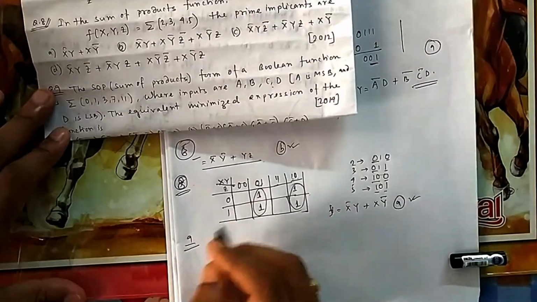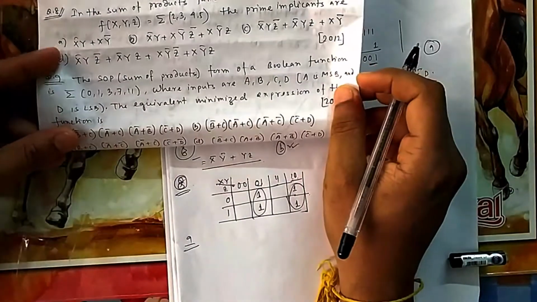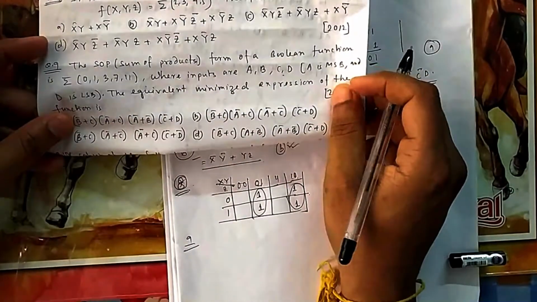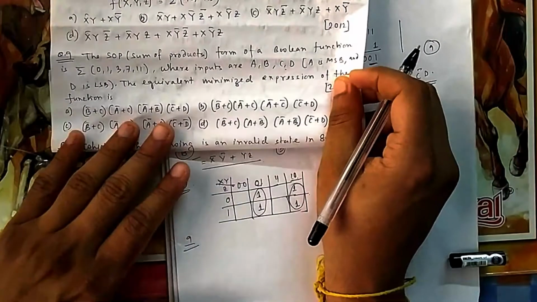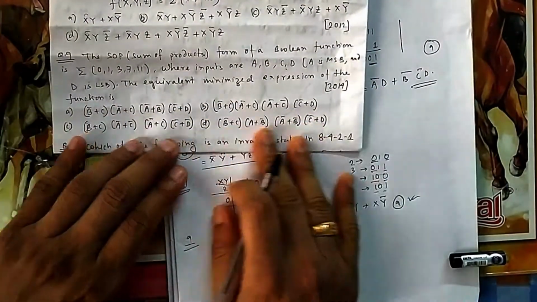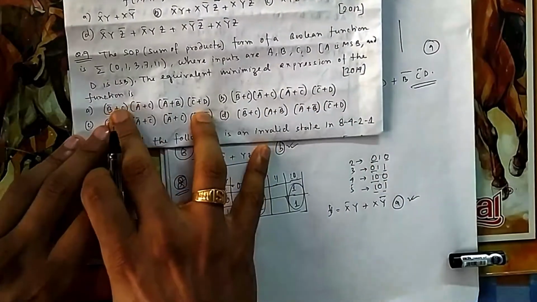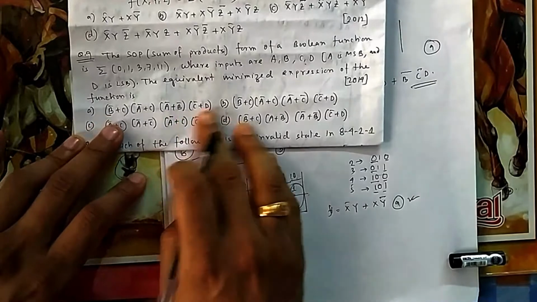Now if you come to question number 9, the SOP form of a Boolean function is given, where the input is this, MSB, LSB is given. Okay, the equivalent minimized expression of the function is, now you can see these are all product forms, product of sums, sums then product, that is POS form.